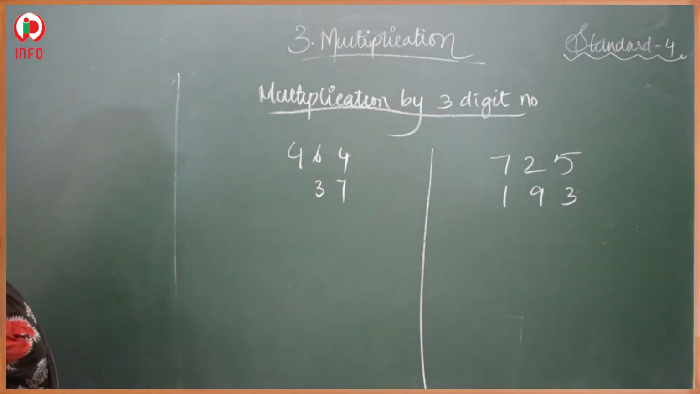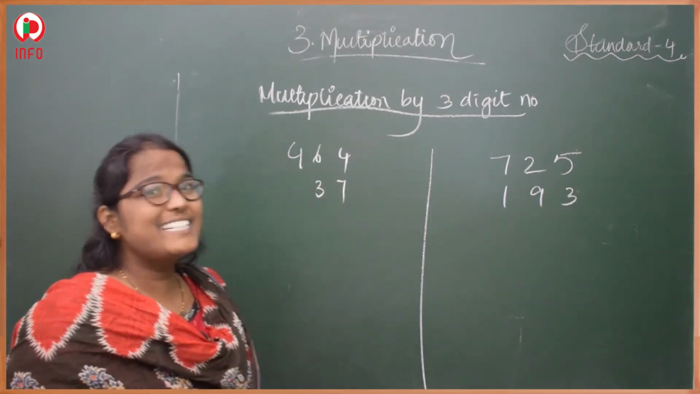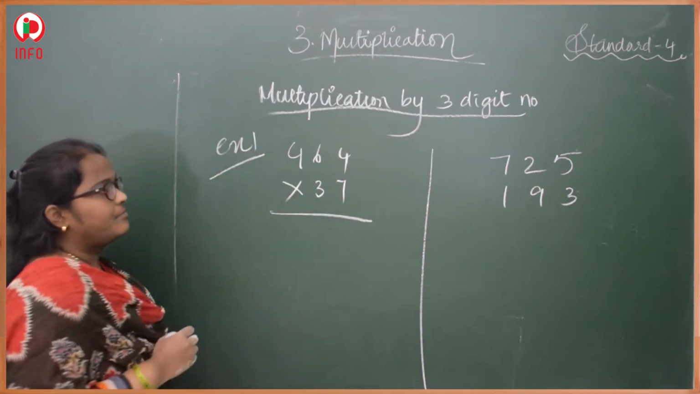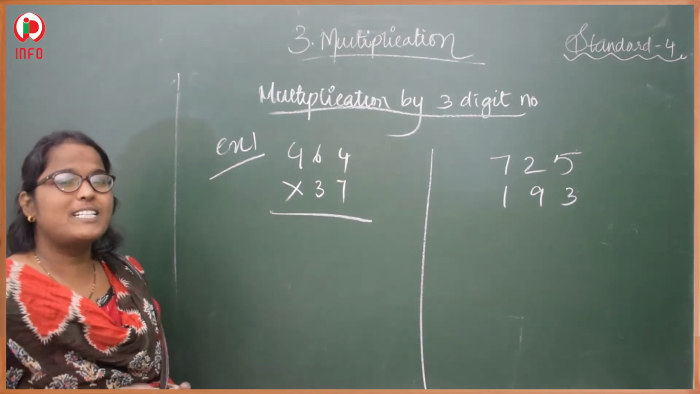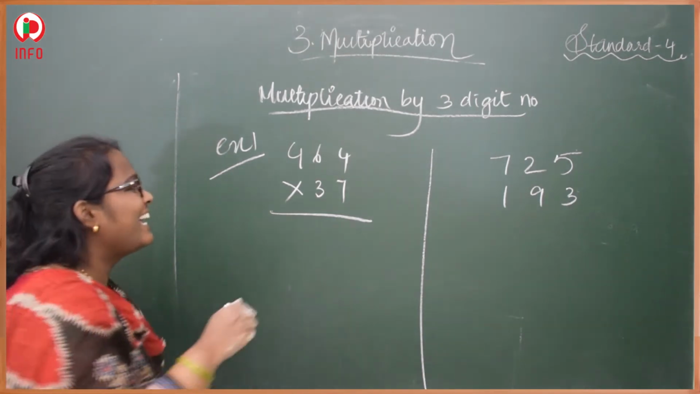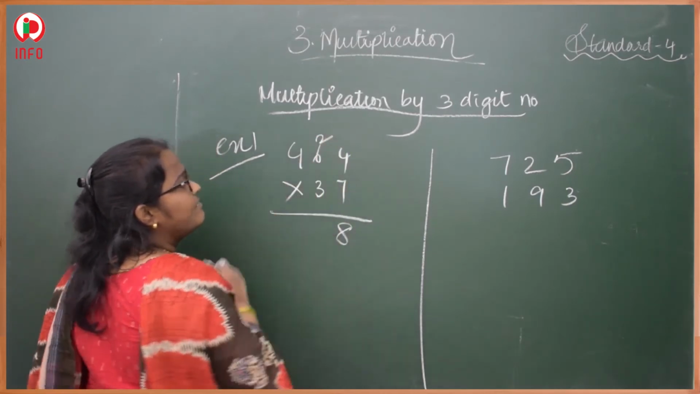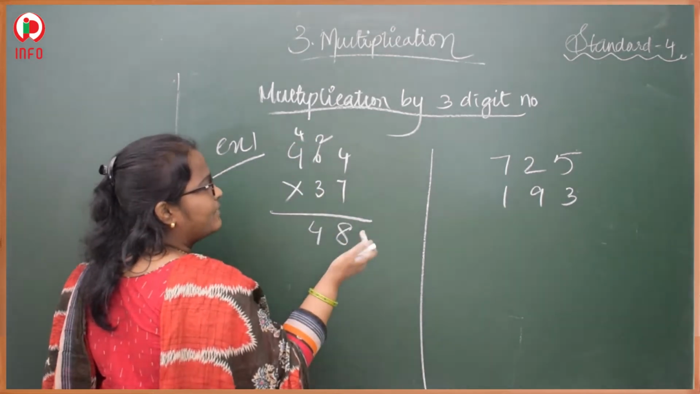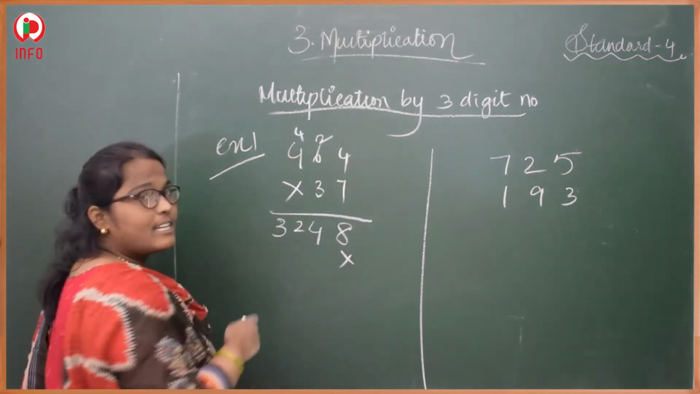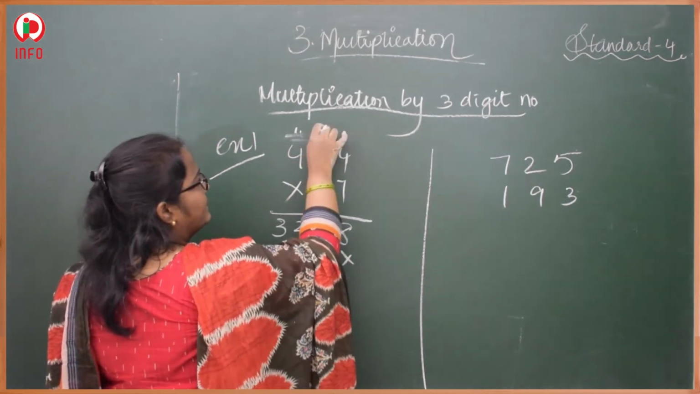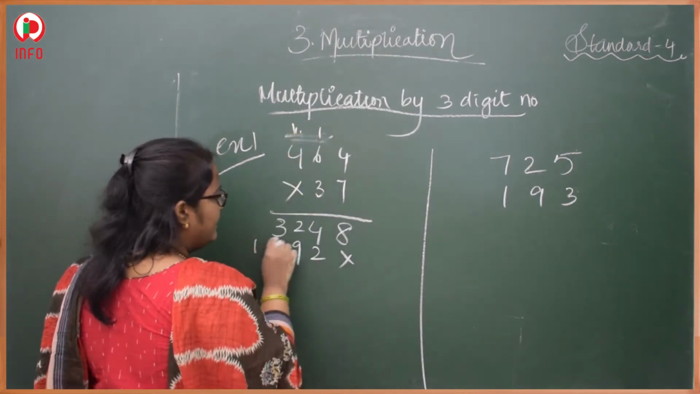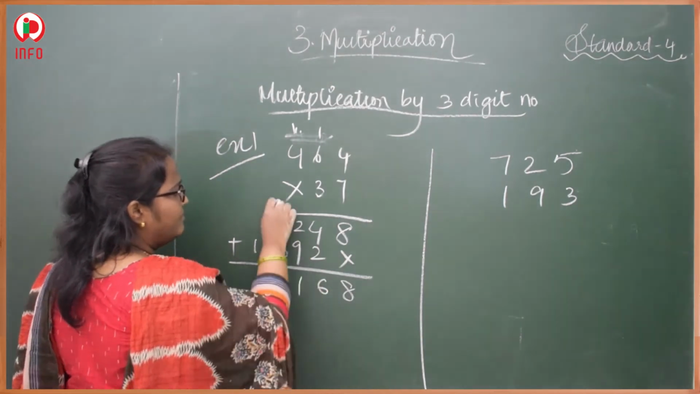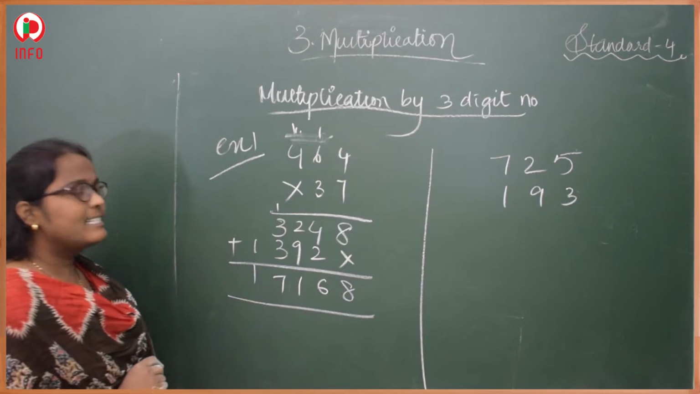Okay, children. The next concept we are having is multiplication by a 3-digit number. So we'll go with the first example, guys. 7 1s are 7, 7 2s are 14, 7 3s are 21, 7 4s are 28. 42, 43, 44. 7 4s are 28, 29, 30, 31, 32. 3 4s are 12. 3 6s are 18, 19. 3 4s are 12. Add 8, 9, 10, 11. 1 7 1, 6 8.